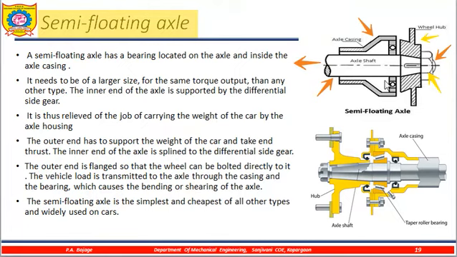To support this, in between you have this bearing. Let us see it in detail. In this diagram it is also clearly shown. This is the hub, this is the axle casing. This is a taper roller bearing and this is the axle shaft, which we also call the half shaft.